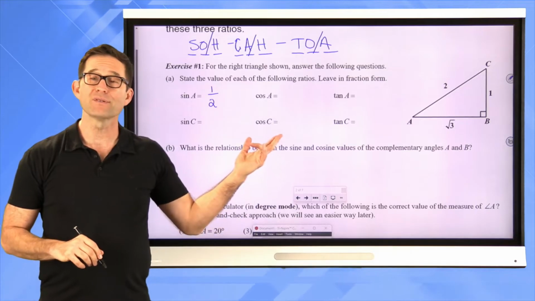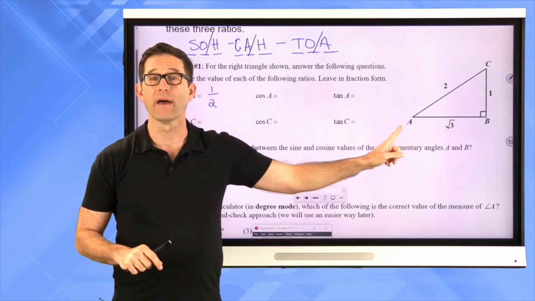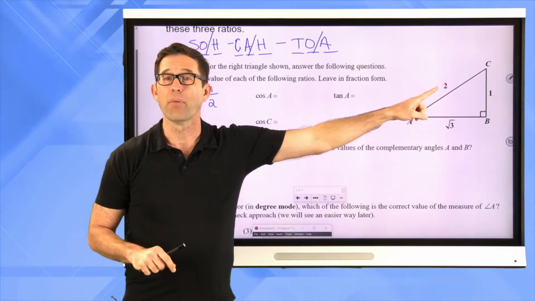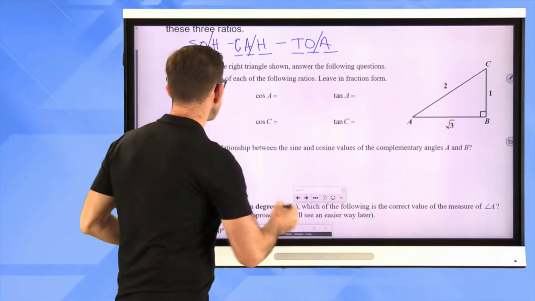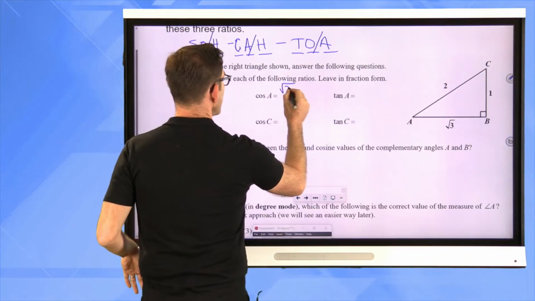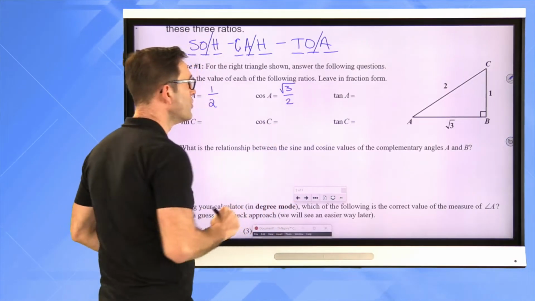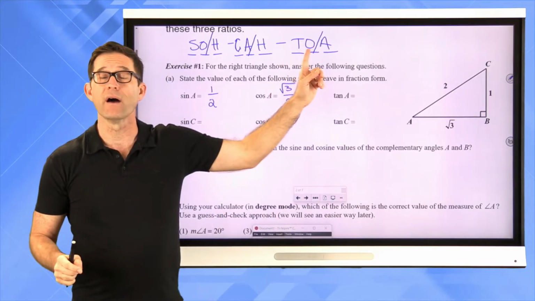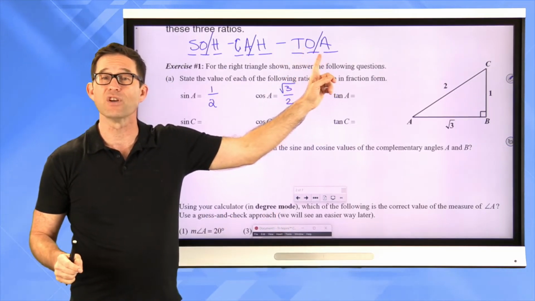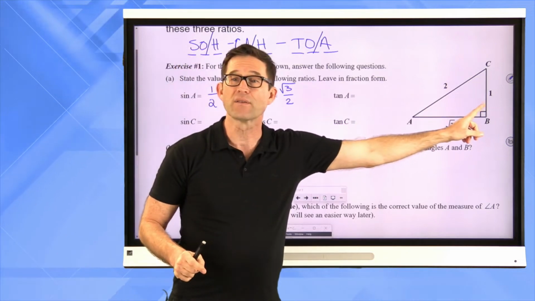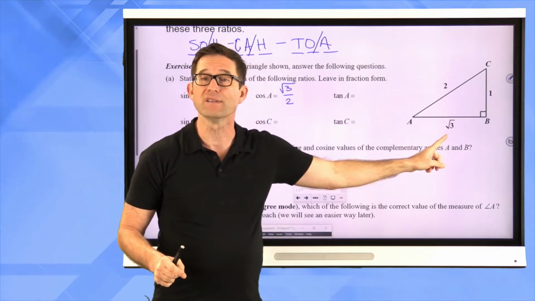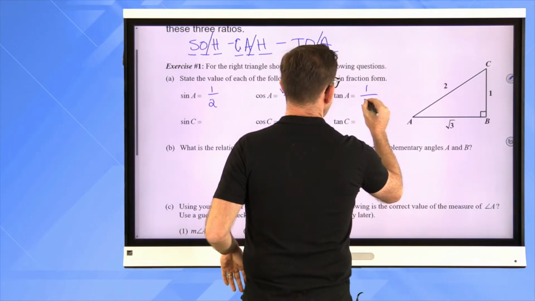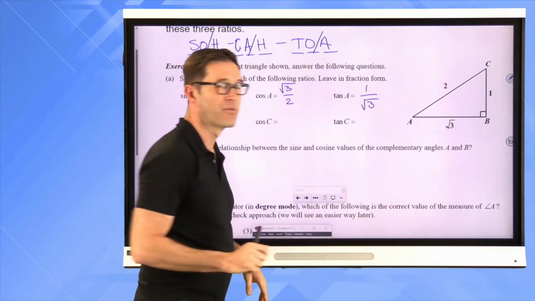On the other hand, the cosine of angle A. The leg adjacent to angle A is the square root of 3. The hypotenuse is equal to 2, so the cosine of angle A is equal to the square root of 3 divided by 2. And finally, the tangent of angle A is the side opposite angle A divided by the leg adjacent to angle A. Opposite angle A, we have 1. Adjacent to angle A, we have the square root of 3. And so the tangent of angle A is 1 divided by the square root of 3.